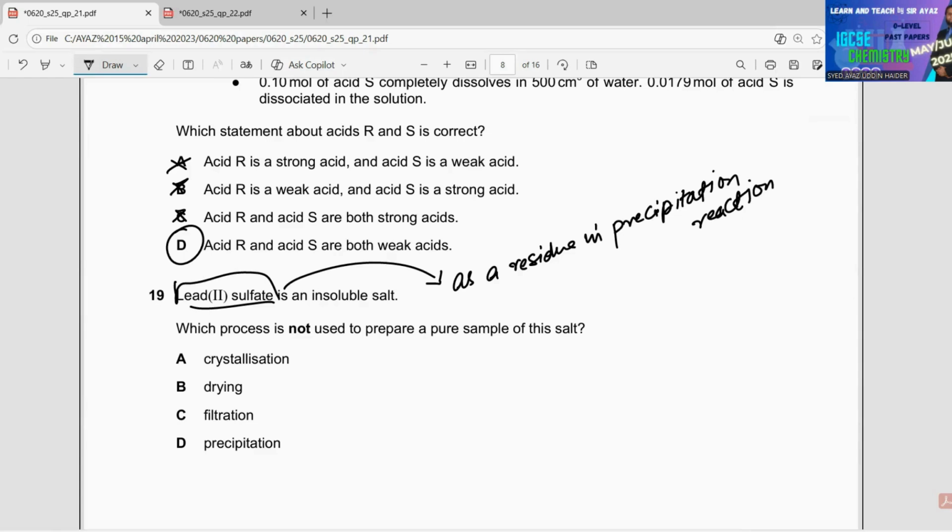All the other processes are correct. You need to dry it. You need to filter the solution. When you're getting the residue of lead(II) sulfate, you need the method, that's precipitation. So A must be the right answer in this case. Crystallization can't be done for this one.